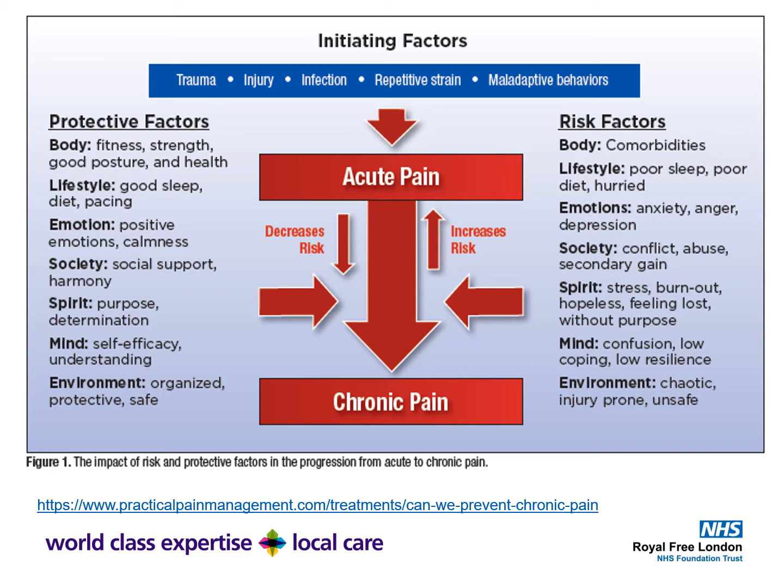Risk factors, which will mean that they are more likely to develop chronic pain, are significant medical comorbidity, poor sleep, anxiety, anger, depression, societal conflict, abuse, stress, burnout, confusion, low mood, low resilience, and a chaotic, injury-prone and unsafe environment. Now, it's true to say that some of these are out of our hands, but it's important that you discuss all of these things when discussing pain, particularly if it's a complex patient. You'll often find that there's significant overlap between the physical and the psychological.